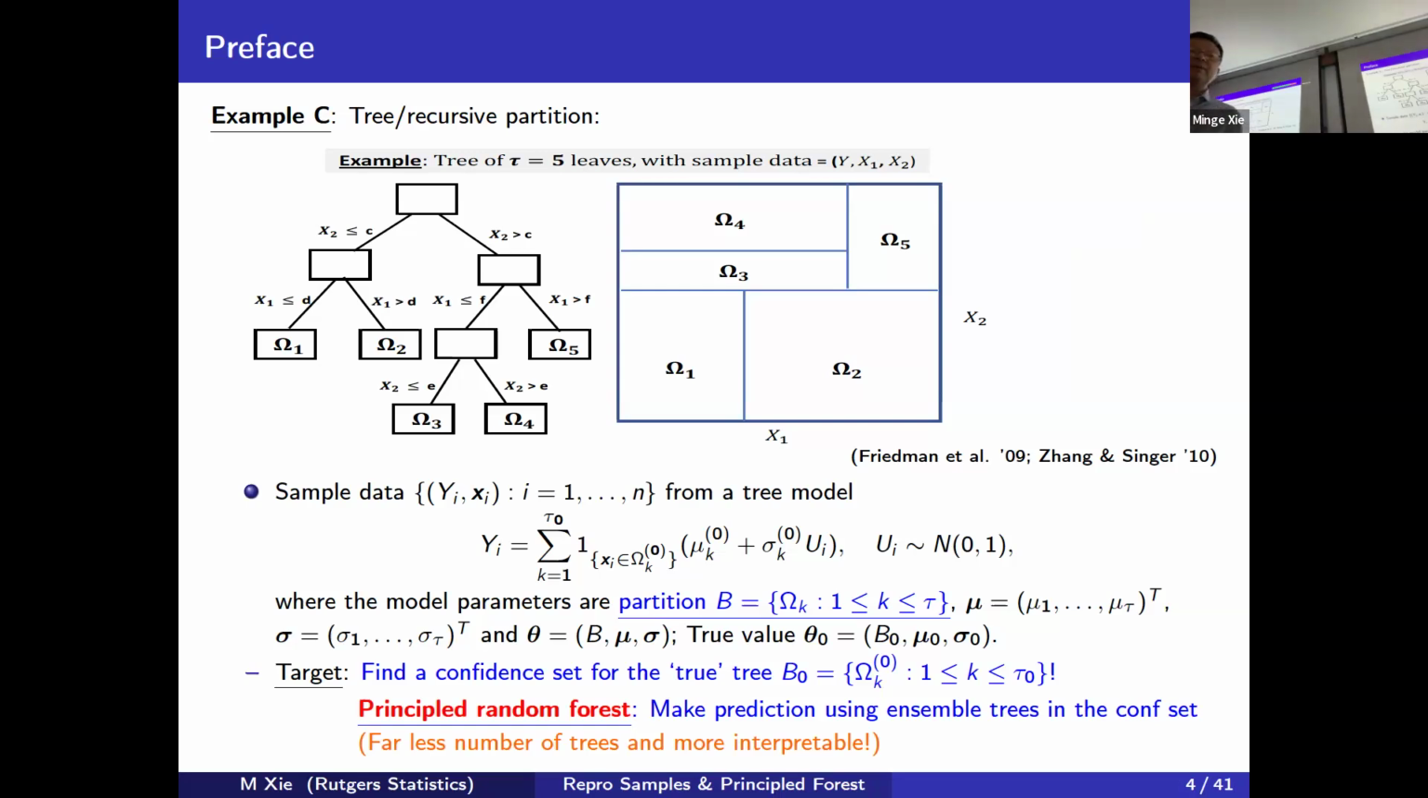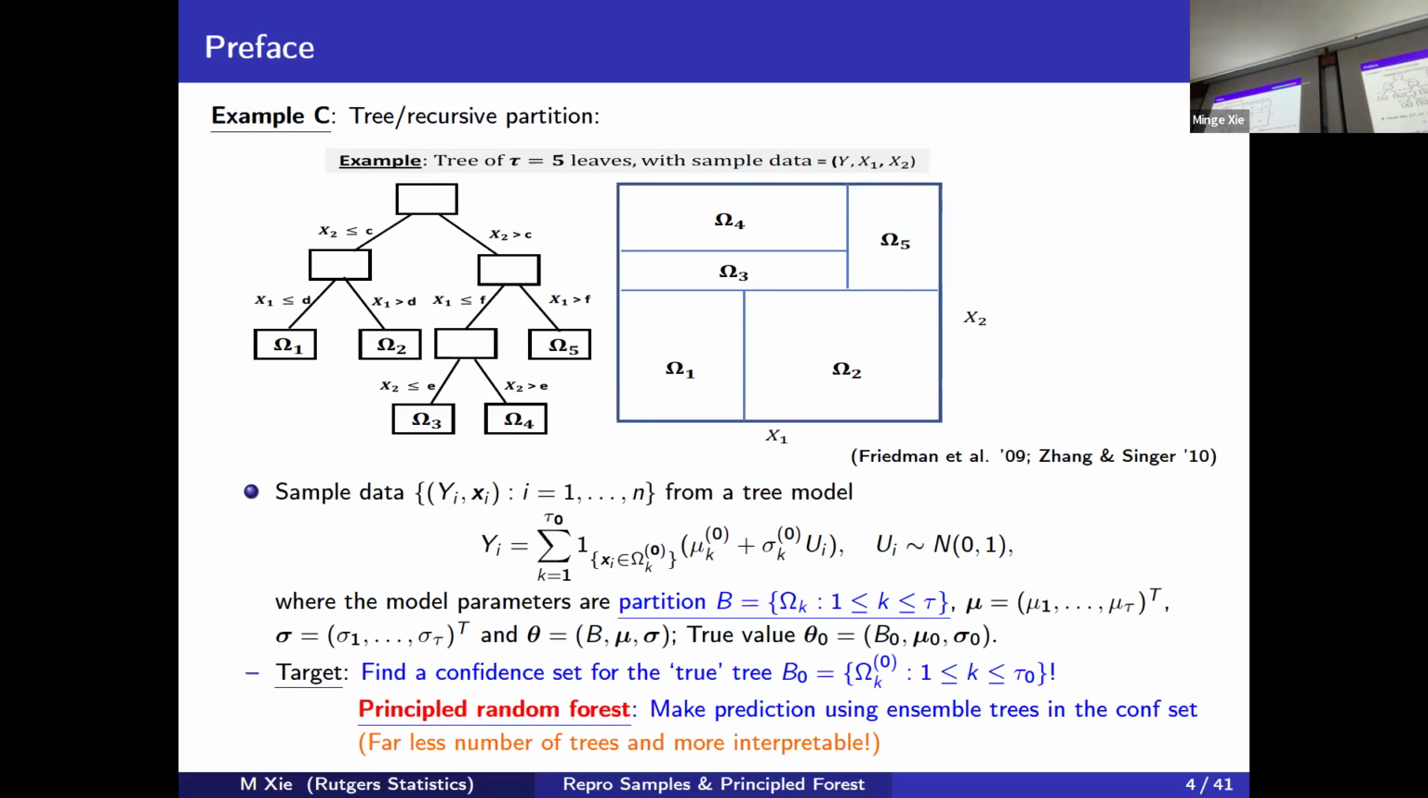Today, what I'm going to talk about is a tree model. We are looking at a regression tree model, and mathematically you can write it out. It's very similar to the Gaussian mixture model, an extension of the Gaussian noise model. But the harder part is that each tree corresponds to a space partition, a covariate space partition. So the model parameters include the partition space.